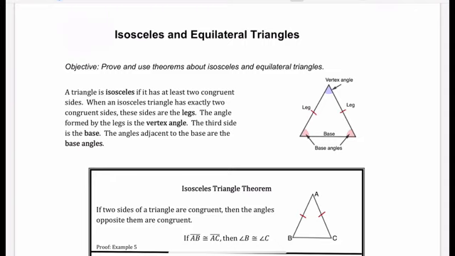Today we're looking at isosceles and equilateral triangles. We're going to prove and use theorems about these triangles. A triangle is isosceles if it has at least two congruent sides.